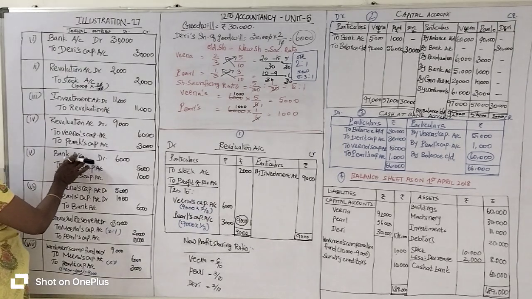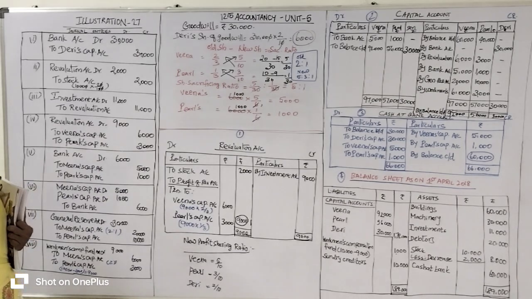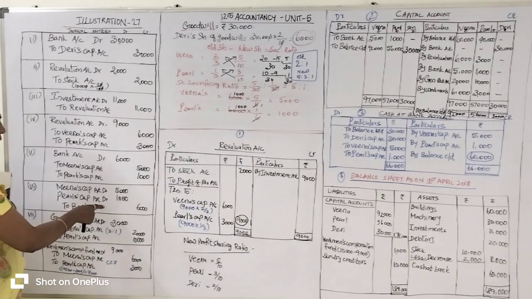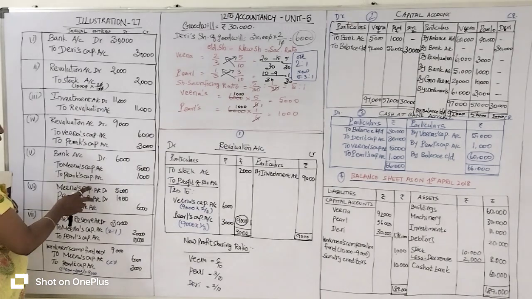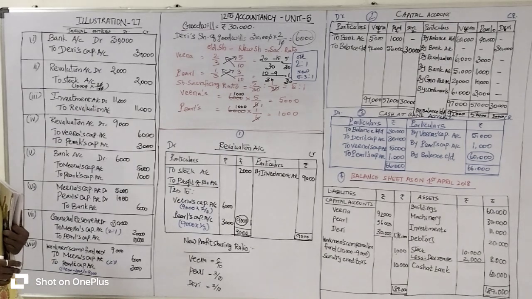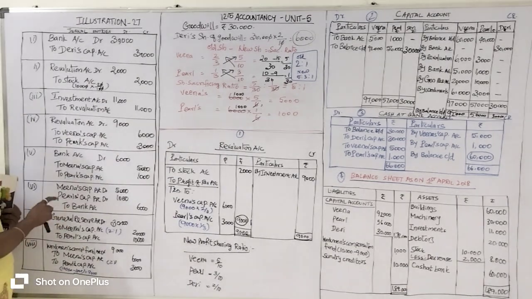If they bring the share of goodwill, it is immediately transferred to the old partners' capital accounts in the sacrificing ratio. What is the journal entry? Bank account debit to old partners' capital account. And when the old partners entirely withdraw their share of goodwill taken from the new partner, what is the journal entry? Old partners' capital account to bank account. Just in reverse order, we pass the journal entry. Withdraw means old partners' capital account to bank account. Okay, we entered.